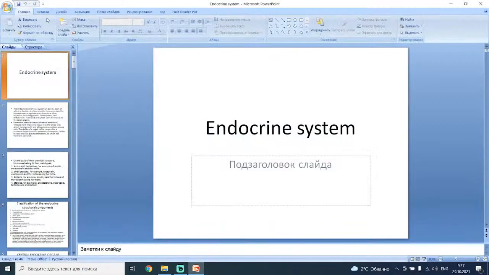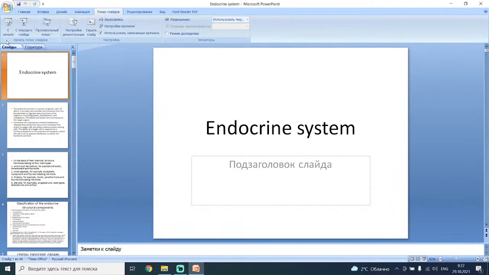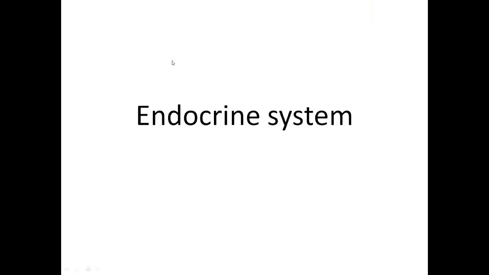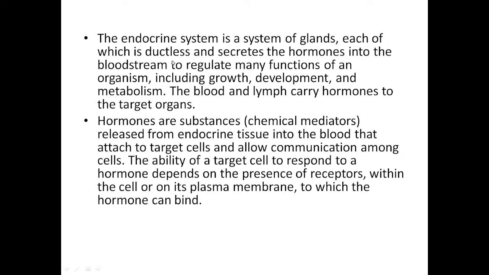Endocrine system. The endocrine system is a system of glands, each of which is ductless and secretes hormones into the bloodstream to regulate many functions of an organism, including growth, development, and metabolism. The blood and lymph carry hormones to the target organs.